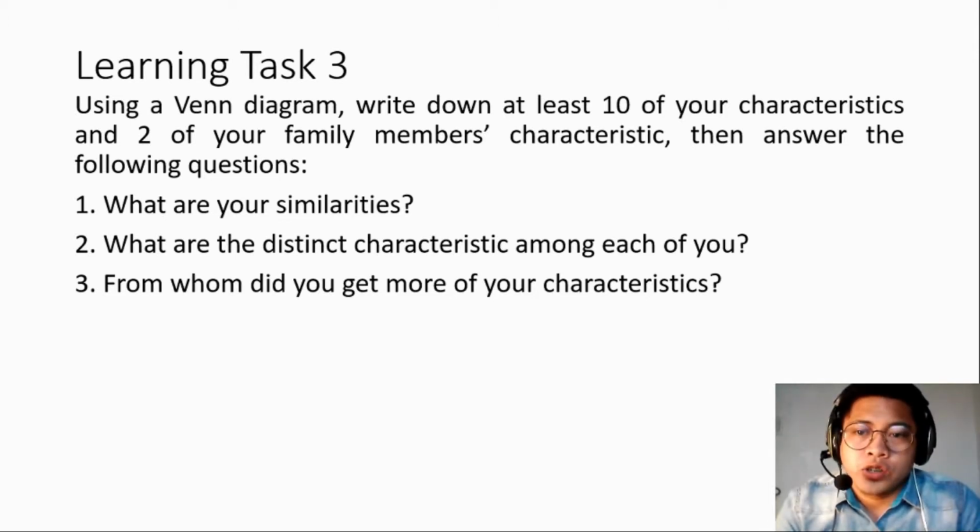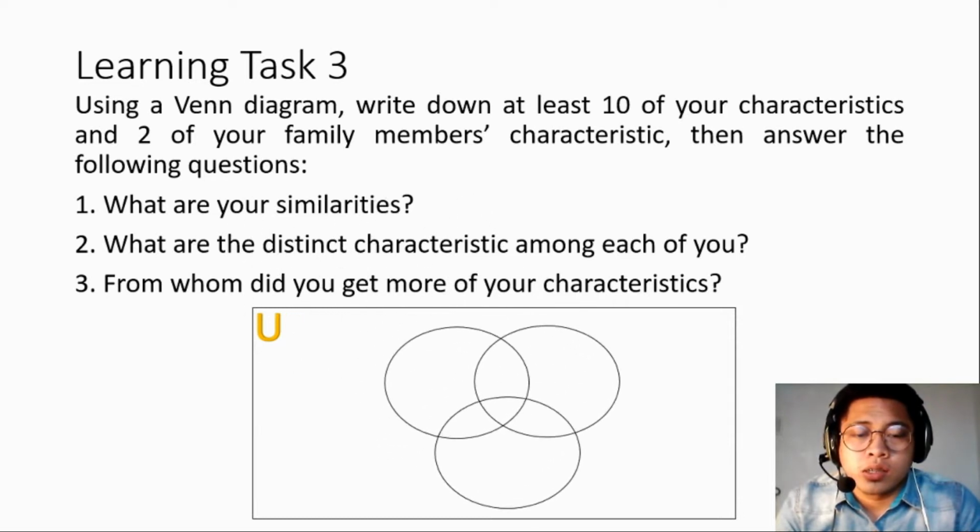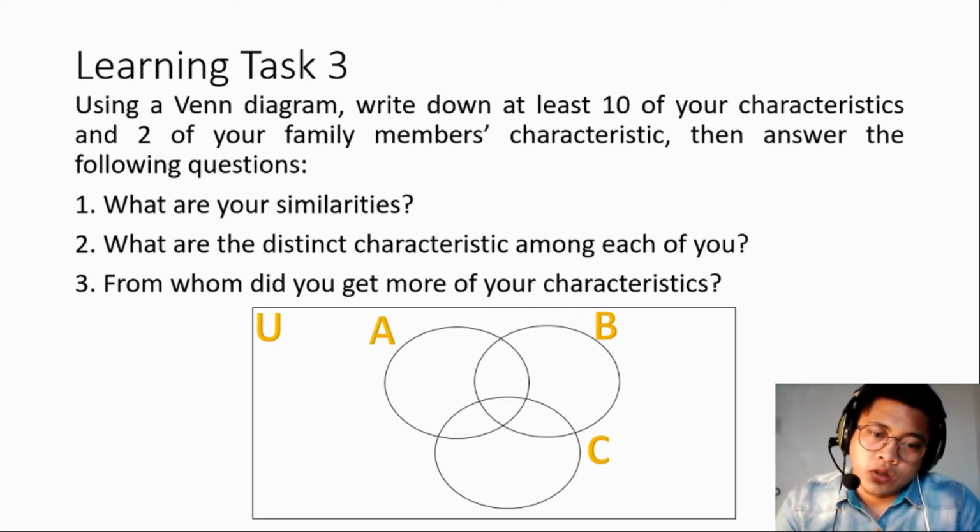So to answer the learning task number 3, please use this Venn diagram. Of course, we have the universal set. We have 3 intersecting circles. So, set A, B, and C.